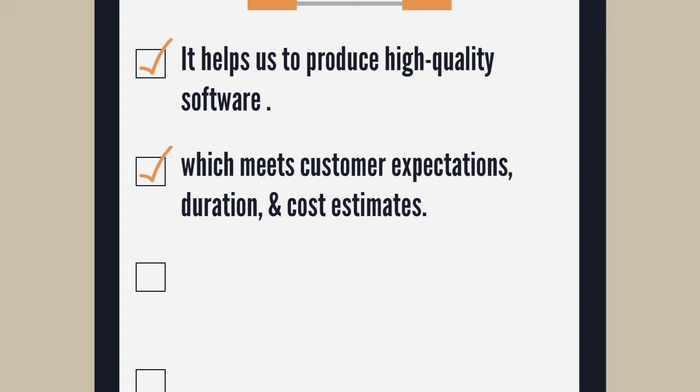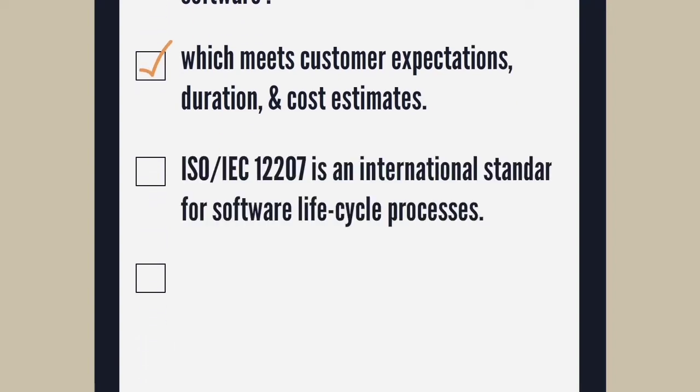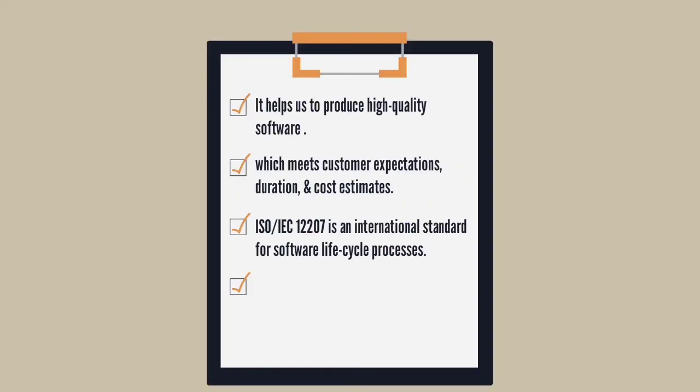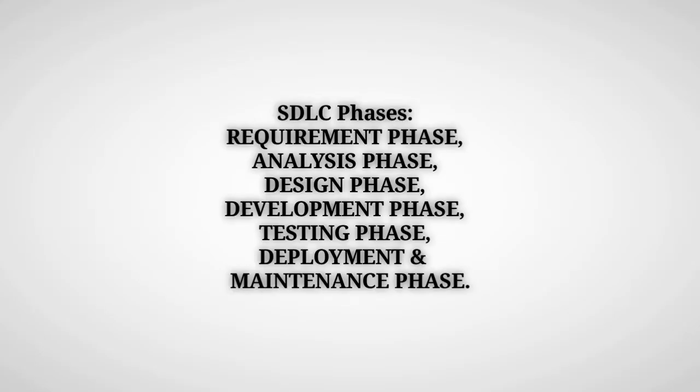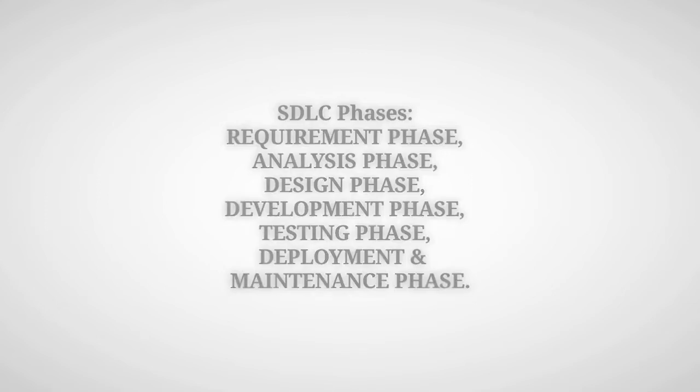ISO IEC 12207 is an international standard for the software lifecycle process. SDLC has the following 6 phases: requirement phase, analysis phase, design phase, development phase, testing phase, deployment and maintenance phase.